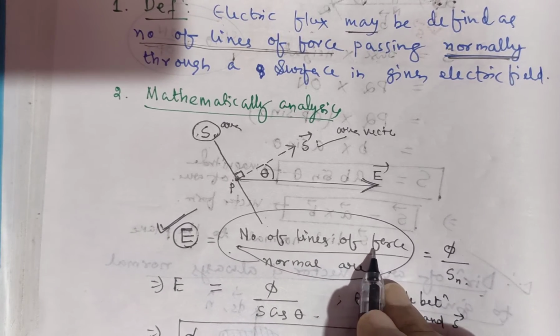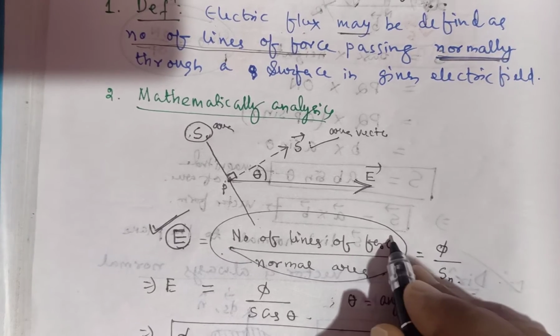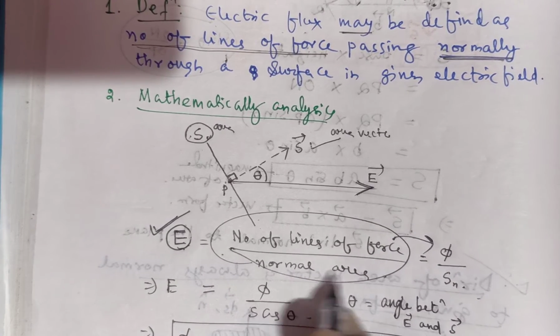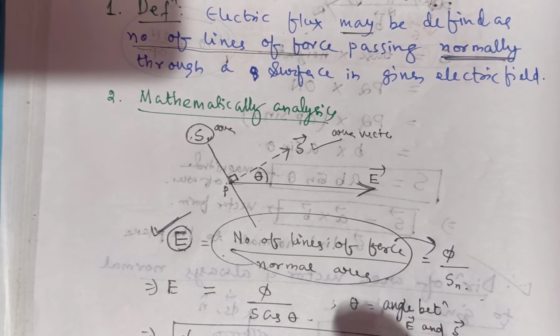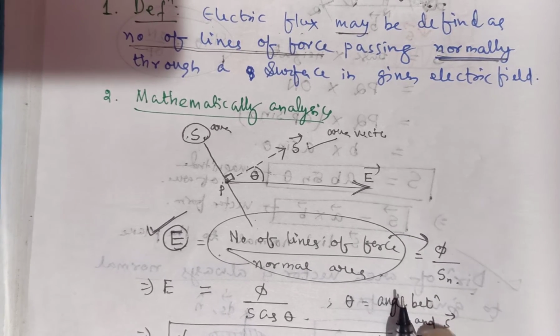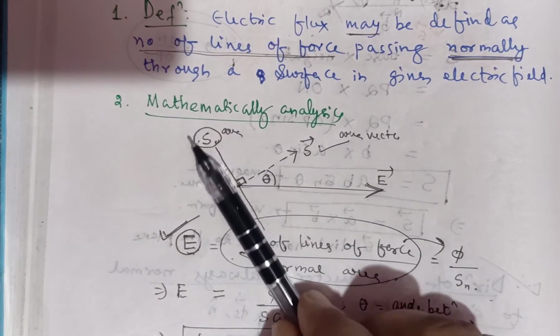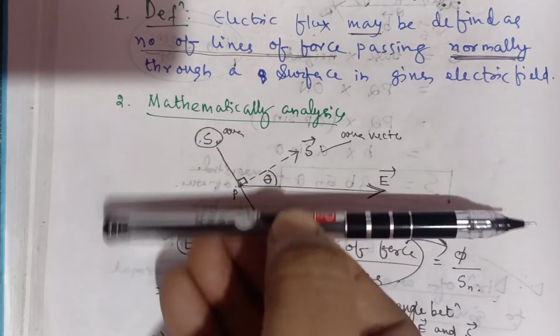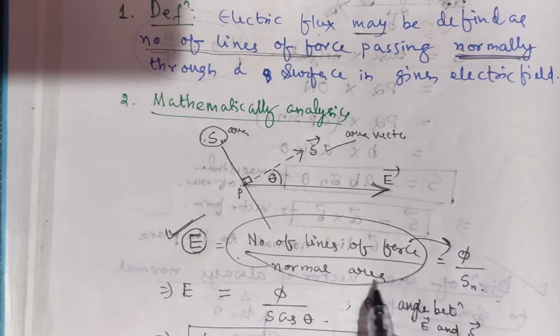Number of lines of force we represented as phi, or it is known as electric flux. Normal area means, you see, Sn, n means normal. No, area should be normal to the lines of force. Now you see the figure. This area is not normal to the lines of force, but we need normal area.